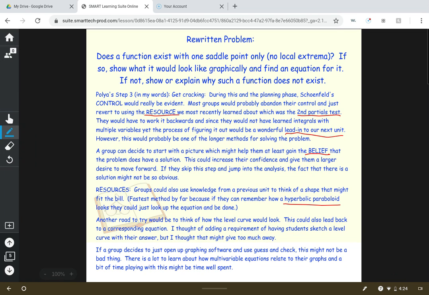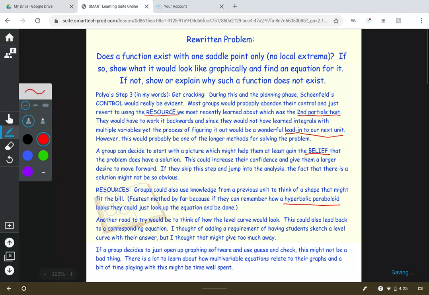Another thing that they could try is level curves. They could sketch and think about what a function looks like with a level curve where it has a saddle point, and maybe draw some lines to figure out what would happen if they were doing it with a level curve. So that could be tricky, but it's not a bad path to take.